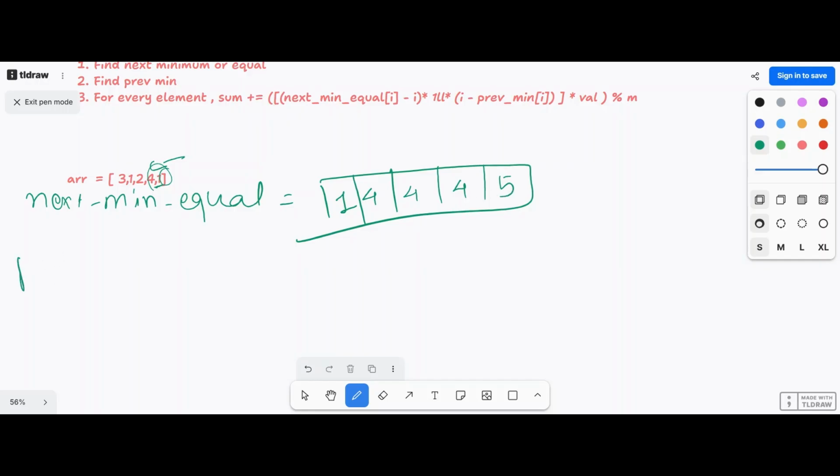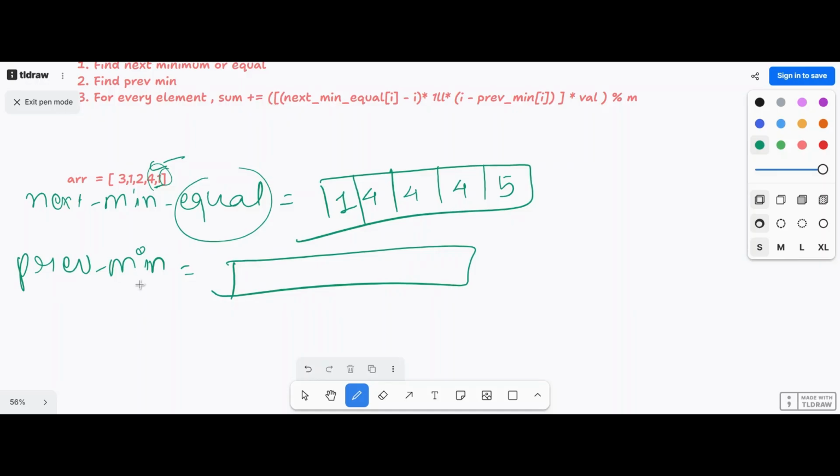Okay, and for the previous minimum, there we will not take equal, because one time we have to consider, not both the times. That's why for any one we will take equal. You can take previous minimum equal also and next minimum, that is also possible. For 3 it's nothing, so minus 1, no one is minimum. For 1 it's nothing, so minus 1. For 2 it's index 1. For 4 also it's index 1. For the last 1, previous minimum is no one, so minus 1, not equal we have to do over here.